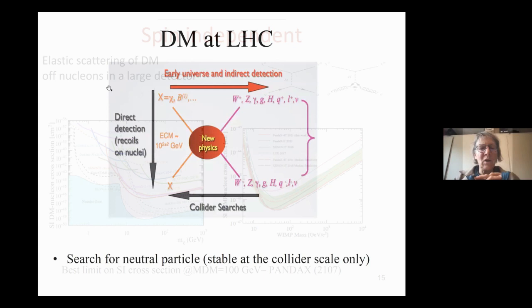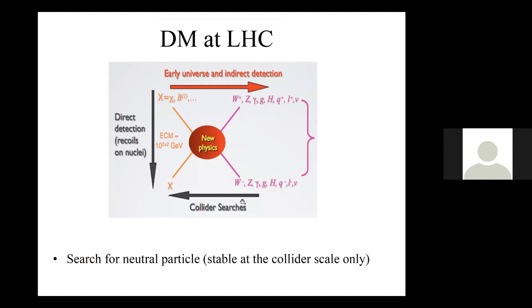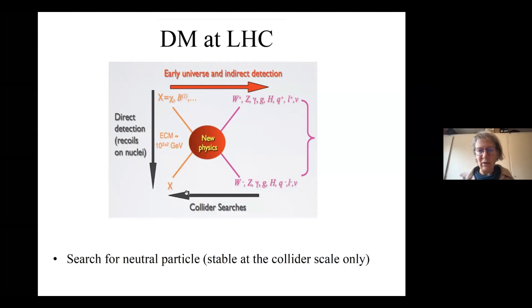We've talked a lot about relic density and direct detection, and for supersymmetry, of course, colliders can play a very important role because there are lots of new particles that can be produced at the LHC. So let me talk a little bit about this direction and how it affects supersymmetry.